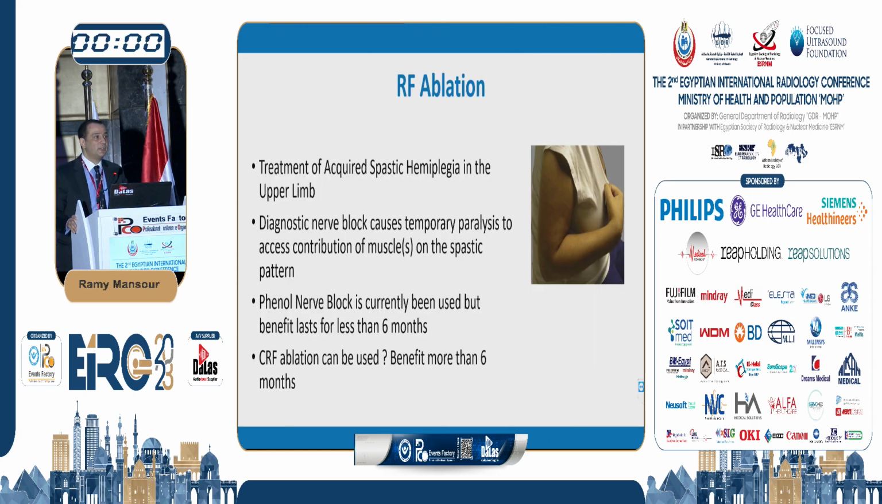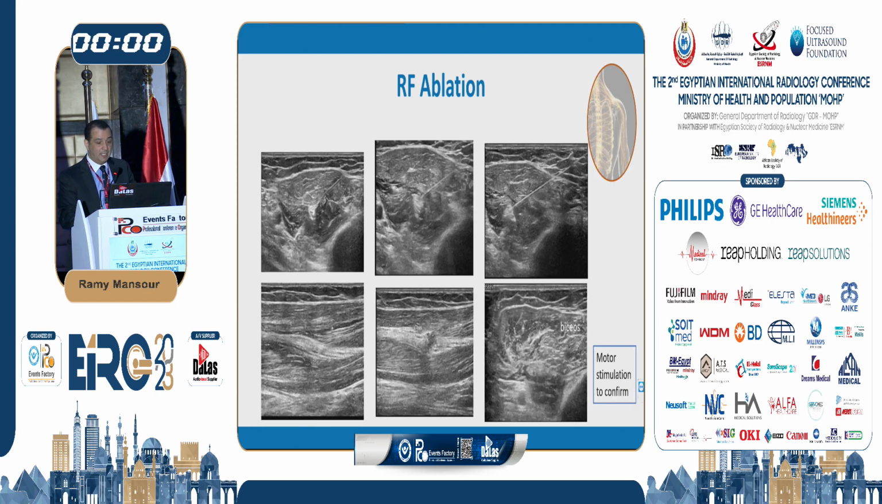One of the things we started doing also for RF ablation is for patients with hemiplegia. They can suffer from what we call spastic hemiplegia. So one of the ways is to ablate the nerve. This patient comes with this kind of severe flexion deformity. What neurorehabilitation does is inject the muscle with Botox. One of the other possibilities is to just ablate the nerve.